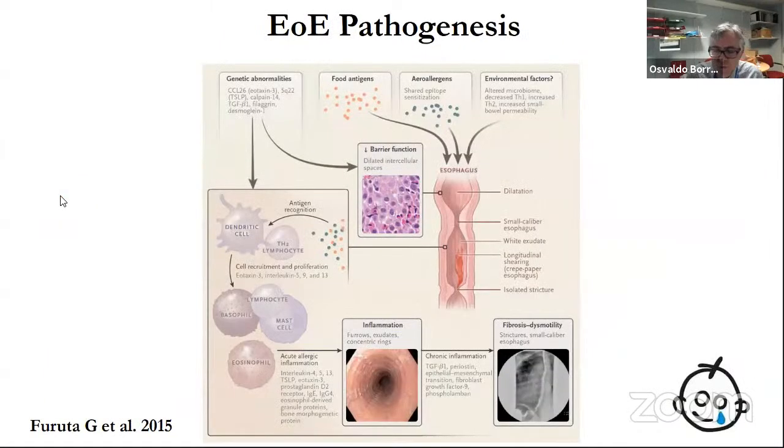In general, we can think that specific genetic abnormalities can affect the barrier function and cause dilatation of intercellular space. At the same time, some genetic abnormalities involve the inflammatory cascades. Food antigens, aeroallergens, and eventually environmental factors are able to induce transmural inflammation, which can cause an accumulation of eosinophils in the esophagus. With time, this inflammation can cause subsequent fibrosis, which in turn causes stricture and small caliber esophagus.